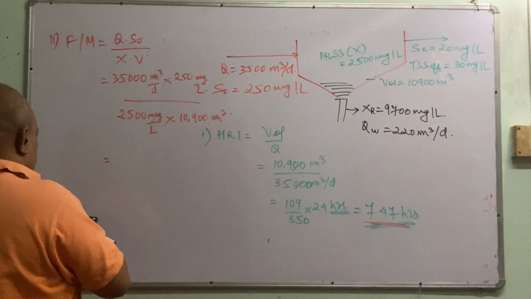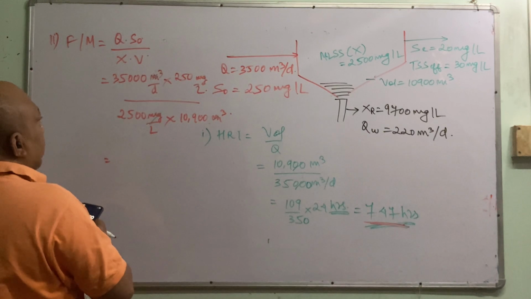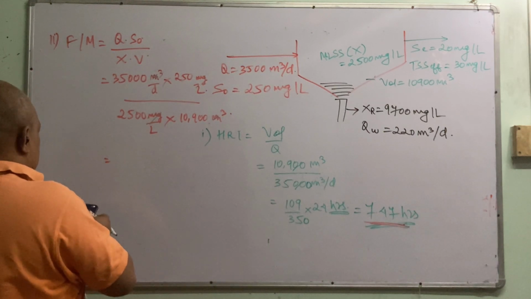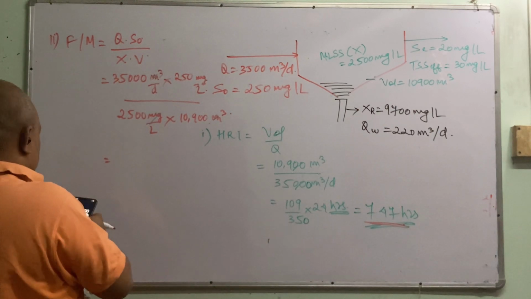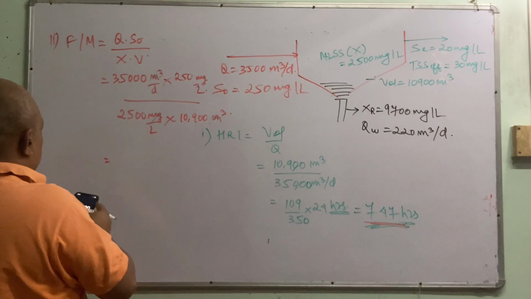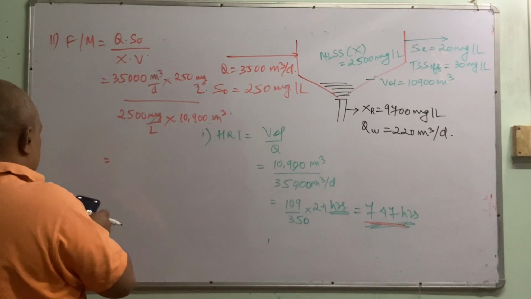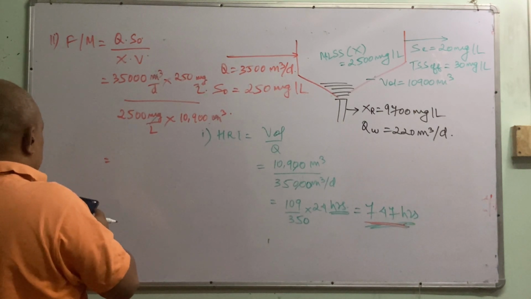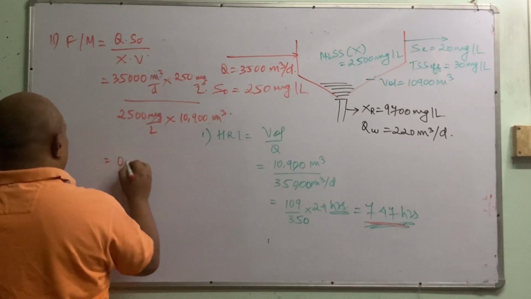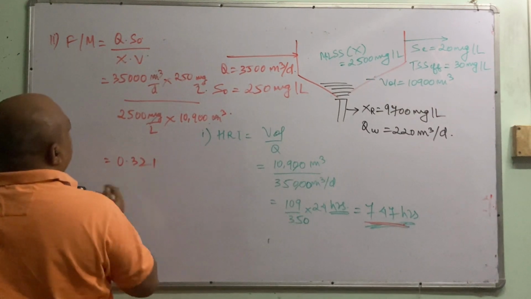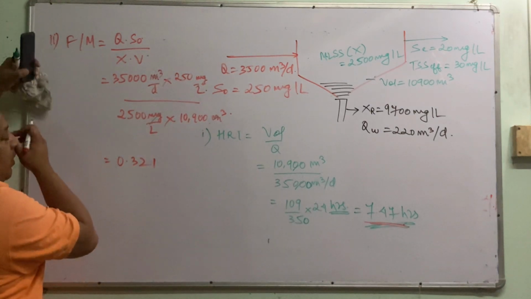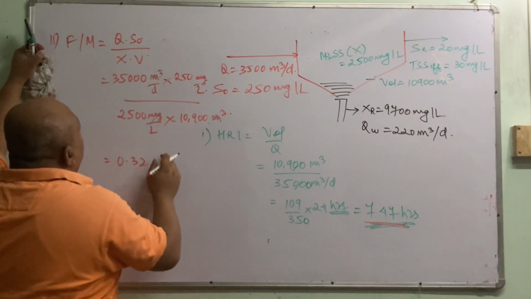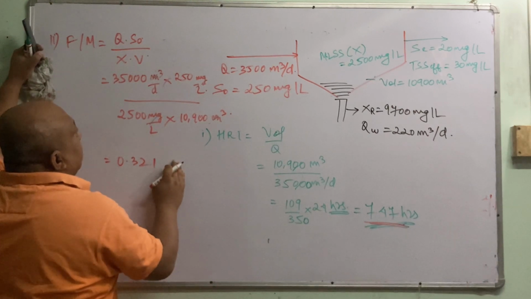35,000 into 250 divided by... so we got 0.321. The important thing is, what is the unit? What I want is the food in terms of kg of BOD.